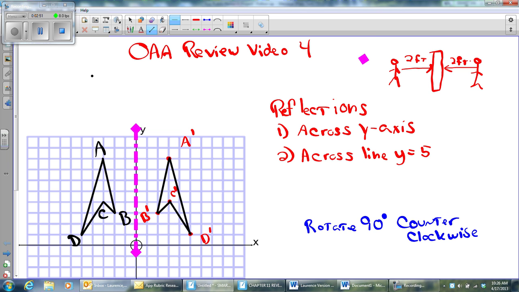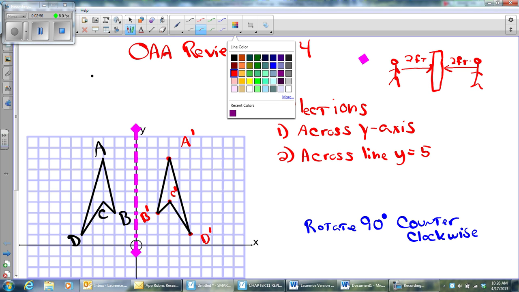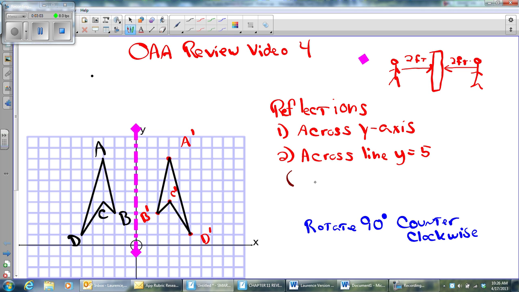Now, let's say they ask you, and they will do this on the OAA, to reflect it across the line y equals 5. A lot of you have trouble with that. Well, think about a point where y is 5. Maybe 1, 5. And how about 2, 5? And how about 0, 5? Because it says y must equal 5. I'm going to go 1, 2, 3, 4, 5, and put points there. My mirror is going to go through those 3 points.